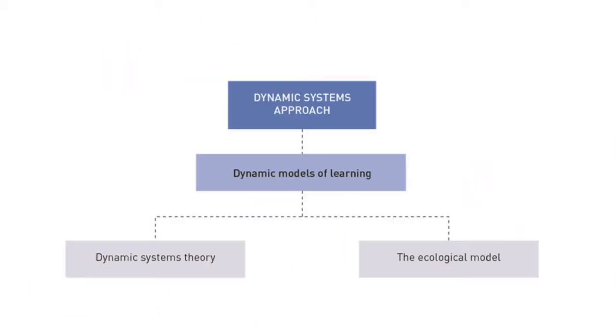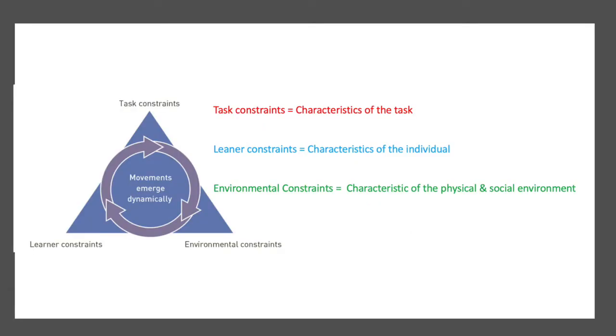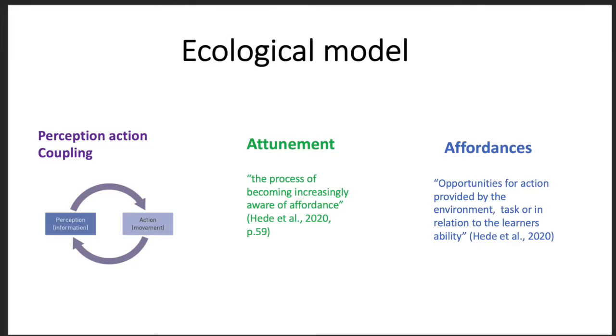The dynamic systems approach incorporates the dynamic systems theory and the ecological model. The two central concepts of the dynamic systems theory are constraints and self-organization. Constraints are subdivided into task, learner, and environmental, where the ecological model focuses on the central concepts of perception, action, coupling, and how performance and achievements affect an athlete.